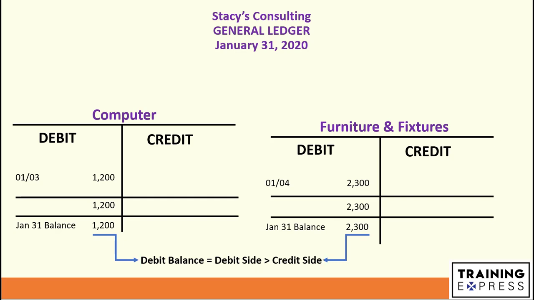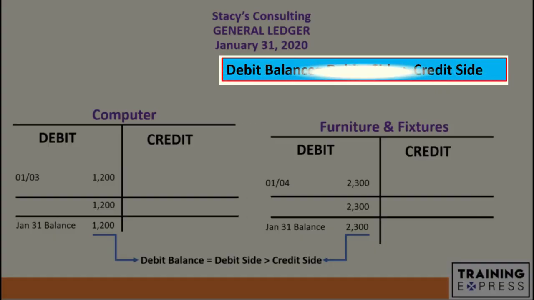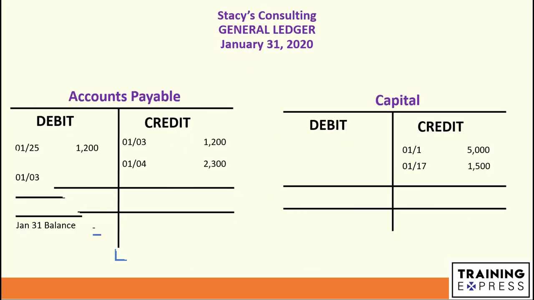So let's recap what we have learned here. Whenever debit side is greater than the credit side, it is called debit balance. Now let's look at the next two ledgers here. We are going to talk about accounts payable and capital.